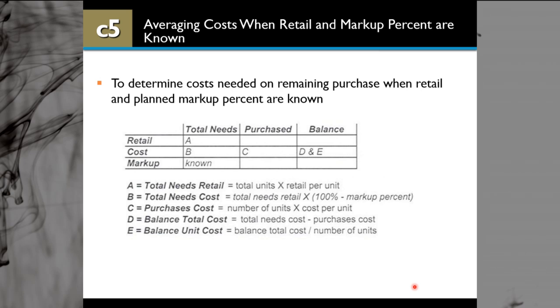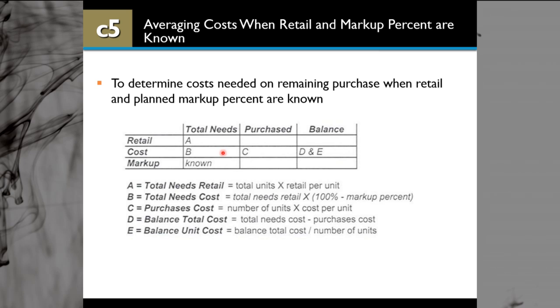Now let's look at the example about averaging cost when retail and markup percent are known. To determine the cost needed on remaining purchases when retail and planned markup percent are known, you can calculate this based on this table. So it says markup percent is known, also retail percent is known. Even though it doesn't give you the specific dollar amount of the retail, you know the retail percent. How much? 100%. Then you can calculate your total needs at retail. That's going to be total units multiplied by your retail per unit, and it's going to be given in the example.